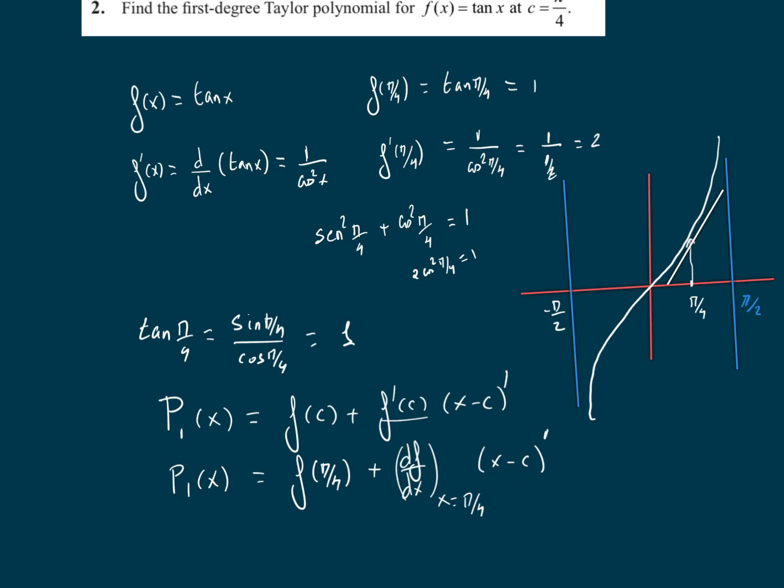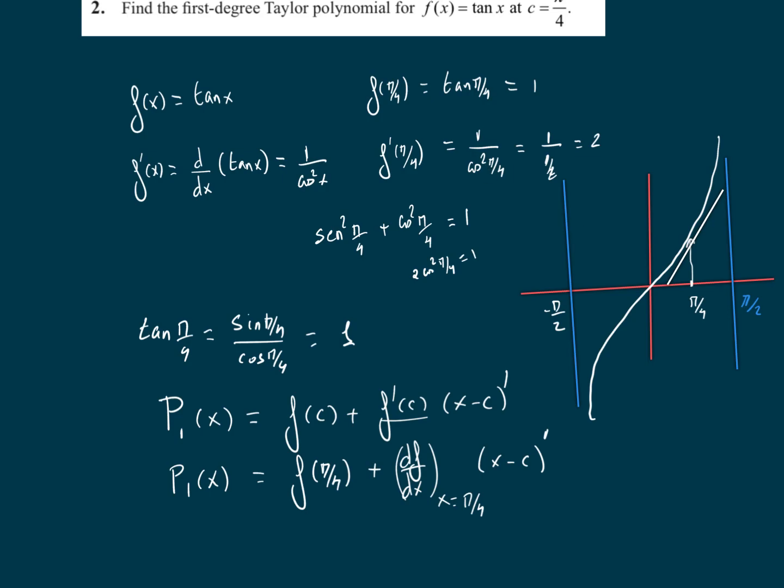So what is the derivative of the function? The function is tangent of x. What is the derivative of the tangent of x? You know, it is secant squared of x, which is 1 divided by cosine squared of x. What is the derivative of the function evaluated at pi divided by 4? Well, it will be 1 divided by cosine squared evaluated at the point pi divided by 4.